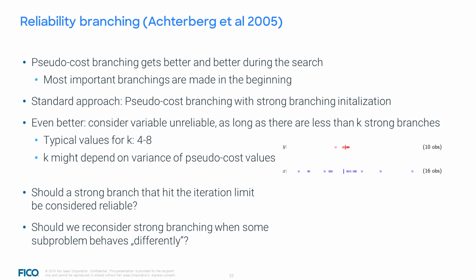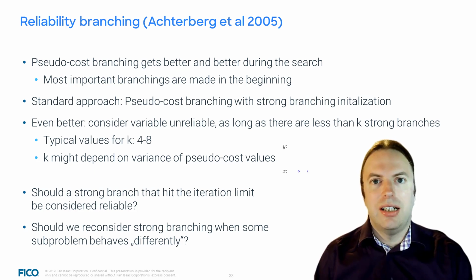Other research questions about this are how reliable a strong branching that hits the iteration limit should be considered, and whether we should reconsider strong branching when a subproblem starts to behave differently than expected and pseudo-costs that are used for branching don't match anymore what is observed during the search.